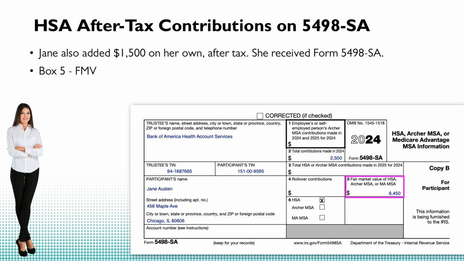Box 5 shows the fair market value of the account at year end. In Jane's case, it was $6,450. Box 6 confirms the type of account, in this case, an HSA.